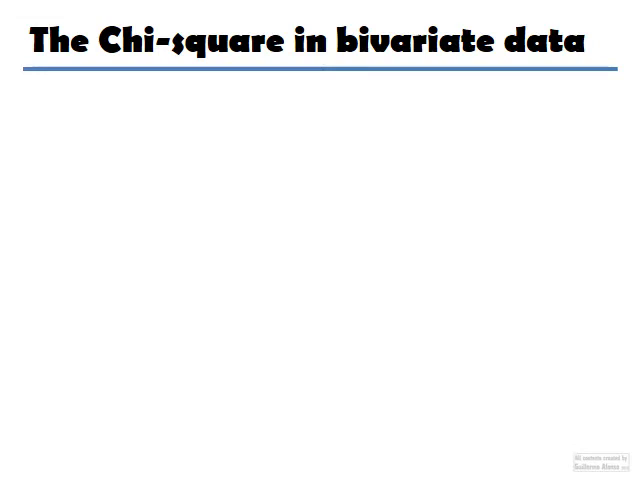Now, we've so far only been dealing with the chi-squared in one variable data. I had a dice, I would roll it and count the frequencies of how many 1s, 2s, 3s, 4s, 5s, and 6s would appear. How do we use the chi-squared in data that has two variables, in bivariate data? Now, this is how it works.